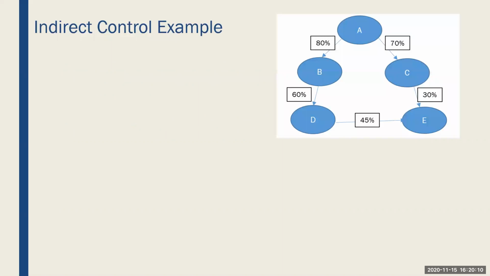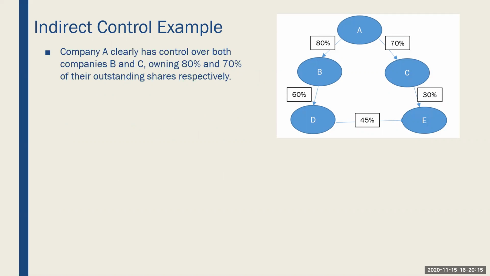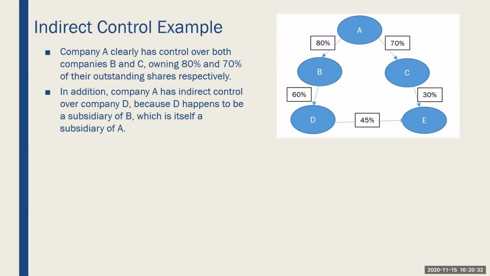So here's an example. You can see that company A clearly has control over both companies B and C, owns 80% of company B, 70% of company C. Also, given that company B owns 60% of company D and company A controls B, company A has indirect control over company D because D is a subsidiary of B, B is itself a subsidiary of A.